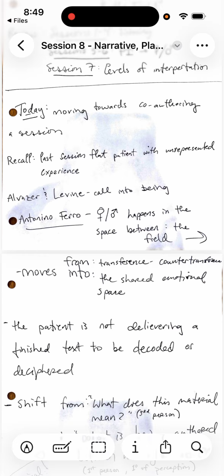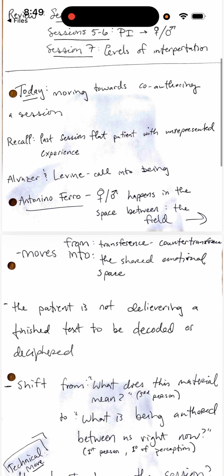You recall last session I discussed a patient who's very flat and has lots of unrepresented experience. And we talked about how Levine and Alvarez would try to call this person into being. Today we're going to introduce another individual, Antonio Ferro, an Italian psychoanalyst who broadens the idea of container-contained from being an interaction between 2 different subjectivities into looking at the intersubjective space between them, for which he would use the word field. It wasn't his idea originally, but I won't go into the theoretical lineage there.